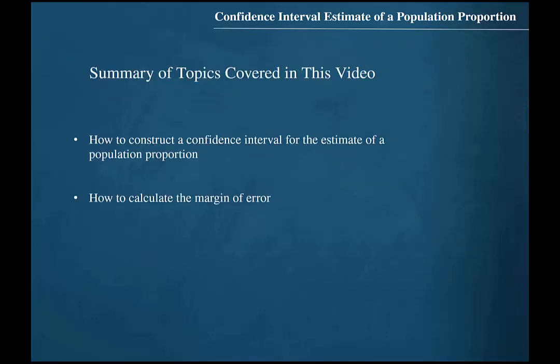In this video, we learned how to construct a confidence interval for the estimate of a population proportion. We also learned how to calculate the margin of error.